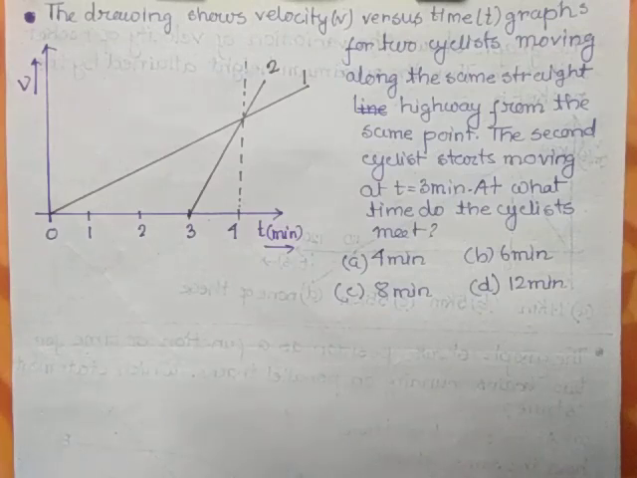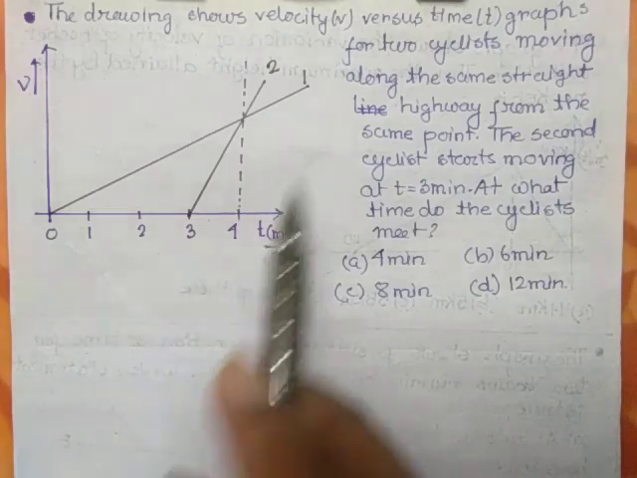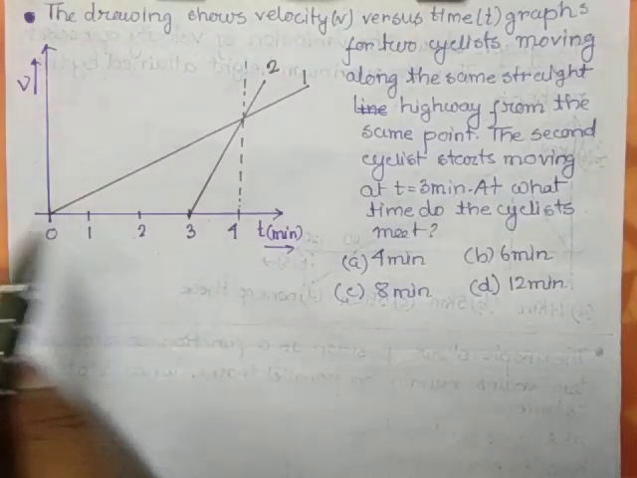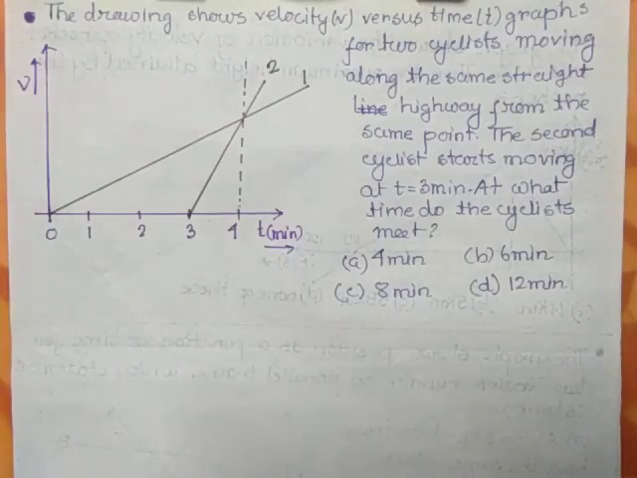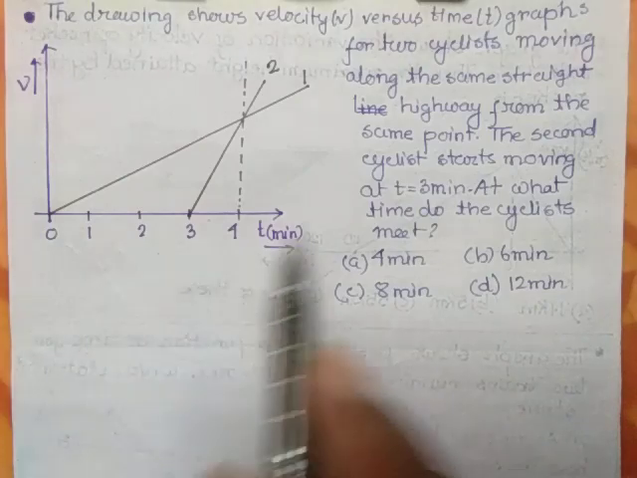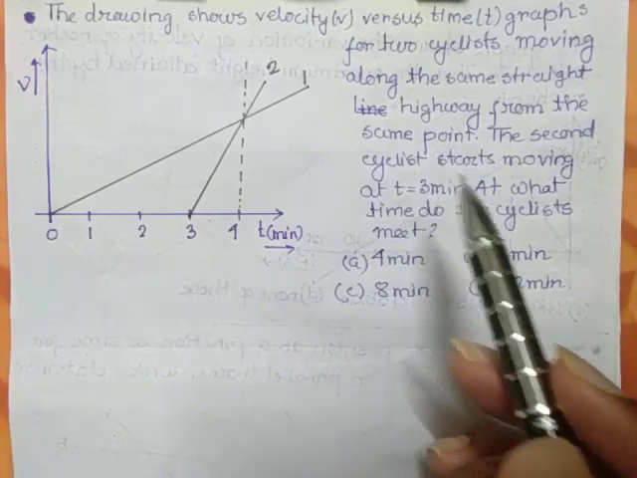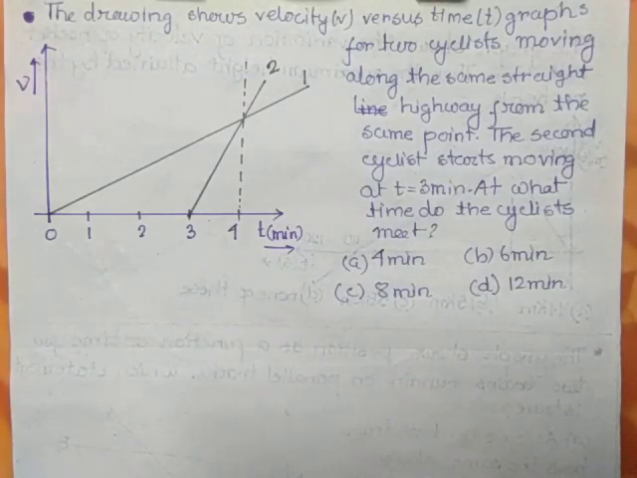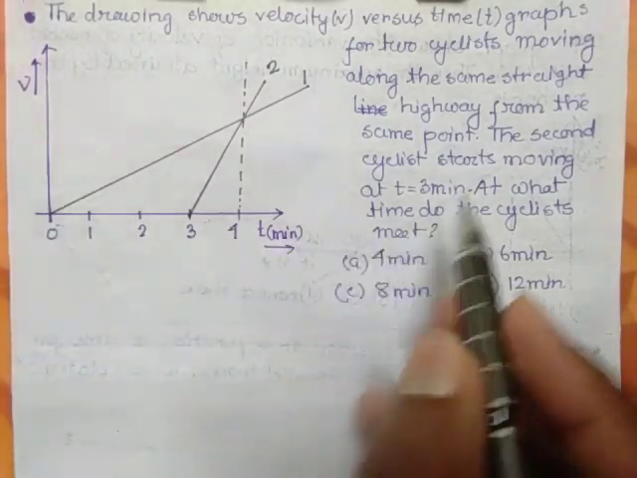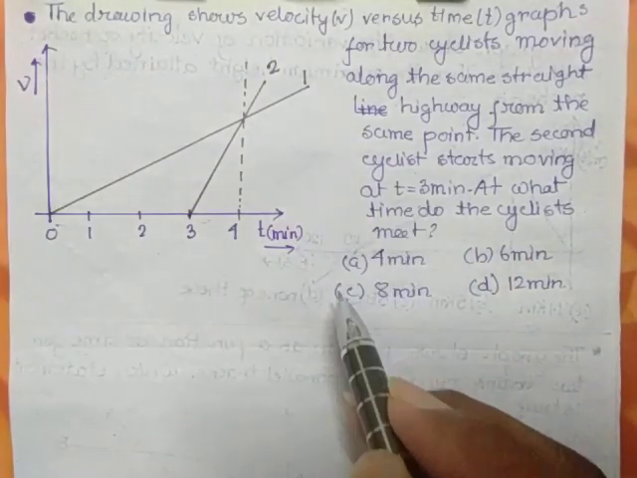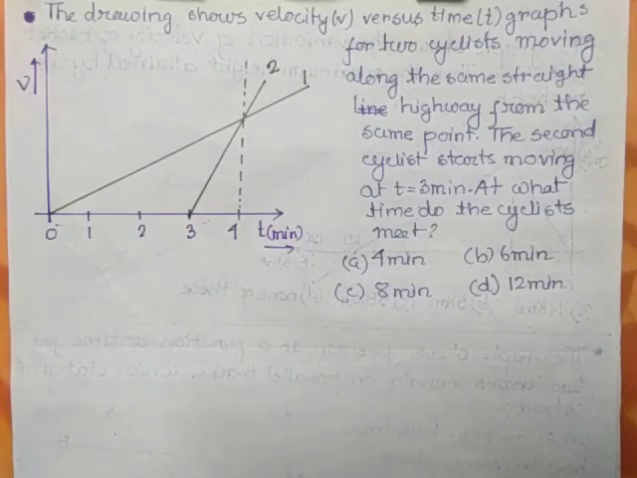The next question is about the drawing, that is, the velocity versus time graph. Basically it shows two cyclists moving along the same straight line, but it is the velocity versus time graph, not the x versus time graph, not the displacement versus time graph. They move along the same straight highway from the same point, but they started at different times. The second cyclist starts at t equal to 3 minutes. At what time do the cyclists meet?